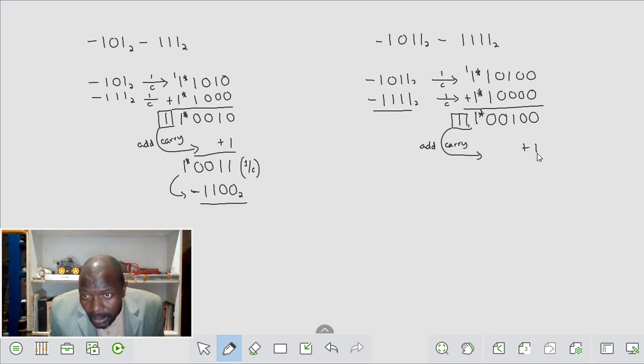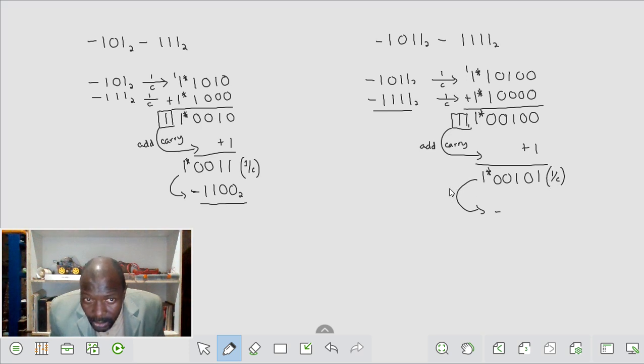So we add a carry there, and our final answer is what? That is 1 0 1 0 0. That will be 1, meaning it's a negative. What does it mean when it's a negative? It means the answer is actually in the ones complement format.